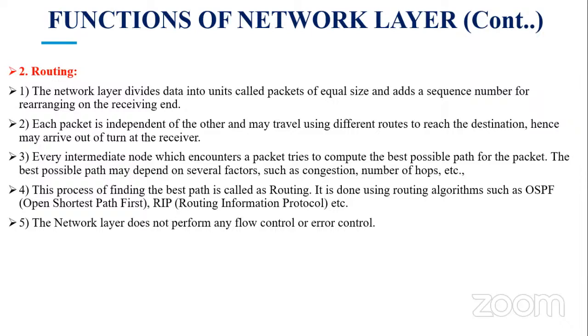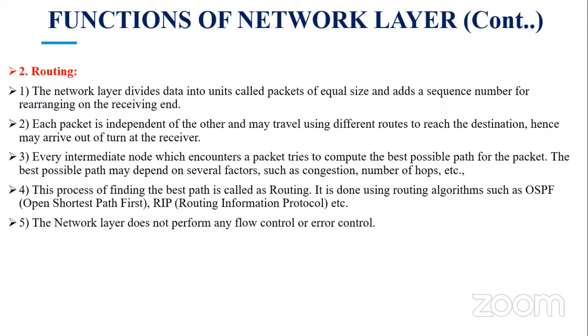If there are 10 packets in your message, one packet may go in one route and another packet may go in a different route. Finally, all the packets will reach the receiver's end, where they will be arranged in correct order. So every intermediate node which encounters a packet tries to compute the best possible path for the packet. If the packet reaches one router, that router checks the packet address, where it has to go, and suggests the best path.